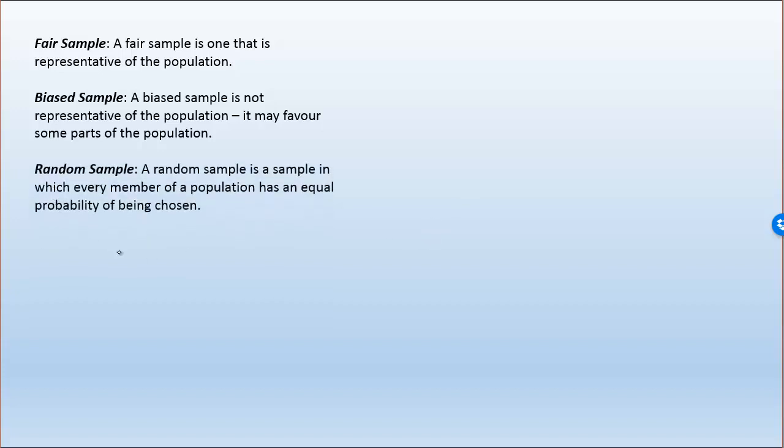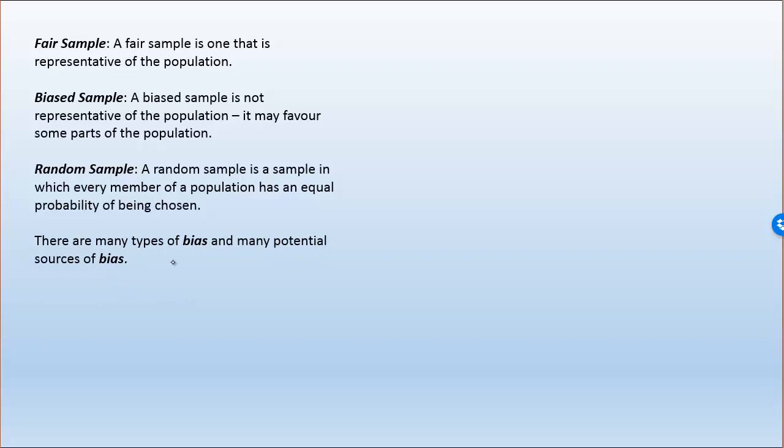A random sample is a sample in which every member of the population has an equal probability of being chosen. Now in the examples we're going to look at how to take random samples, but basically what you try to do is assign every single individual under consideration a number, and then you randomly find numbers and therefore match up the numbers that you generate with the person who's been assigned that number.